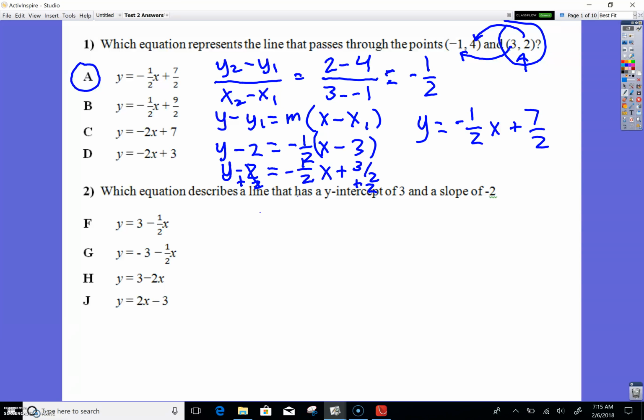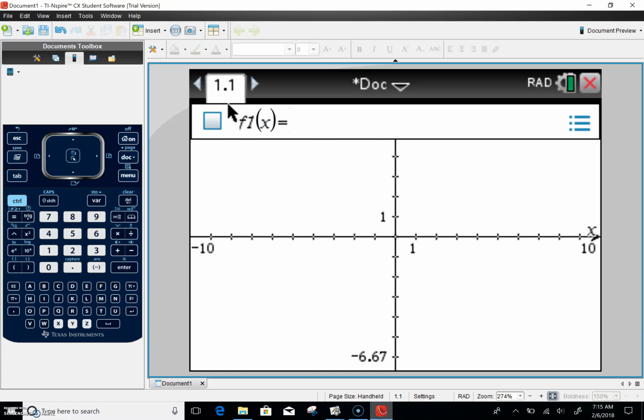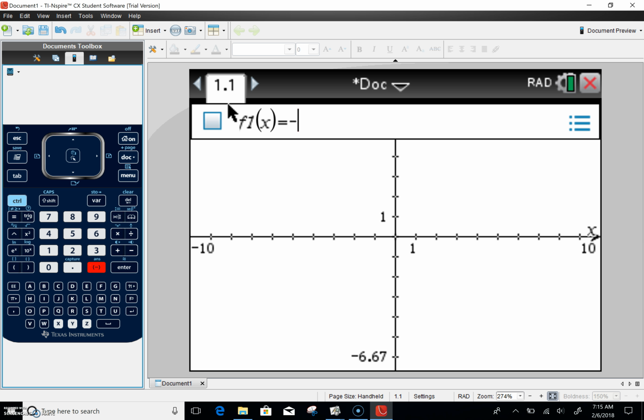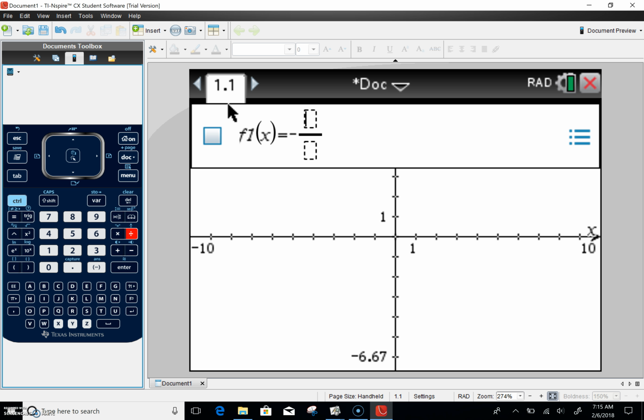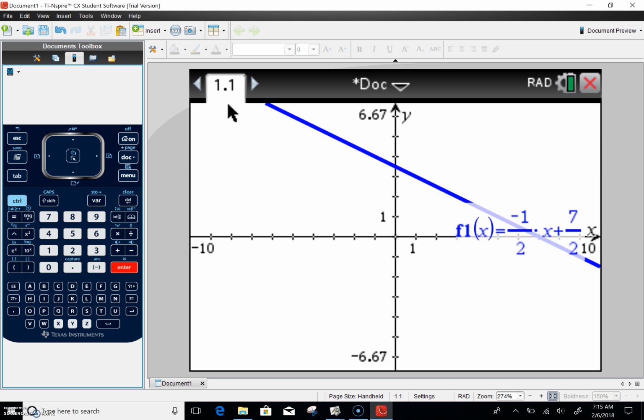Now, what I'm going to do is check that answer. All I have to do is put in negative 1 over 2 x plus 7 over 2, using control divide for the fractions. Enter. Remember to check.